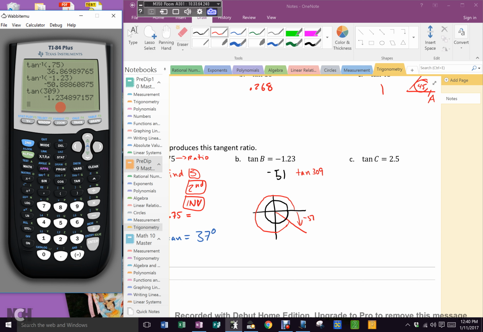All right, so everybody cool with that? You won't see this in grade 9. I just wanted you to see what it looks like. And finally, what's C? Shift, tan, 2.5. So that's 68 degrees. Can everybody do this? Okay.